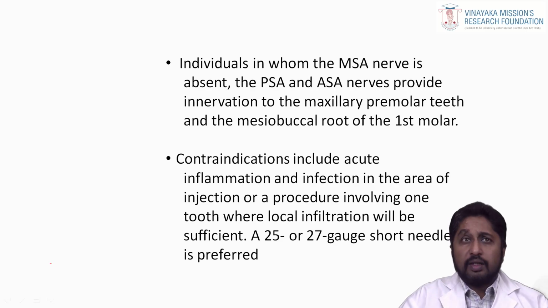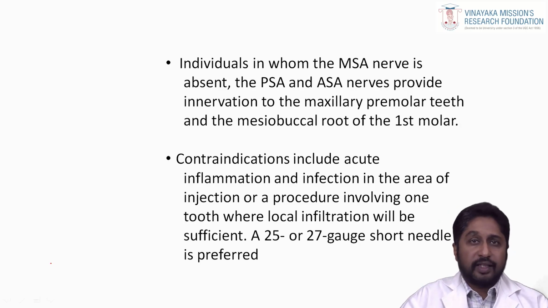Sometimes studies say there could be an absence of the MSA. If the MSA is missing in that area, then you have to give the PSA and ASA nerve blocks. How do you find out? When you give an MSA nerve block and the patient doesn't respond, complaining of severe pain again and again, you give the PSA nerve block, and next the ASA nerve block, and then you extract the premolar. There is nothing wrong in giving two extra nerve blocks on the same side. It is a rare case that it could be absent.